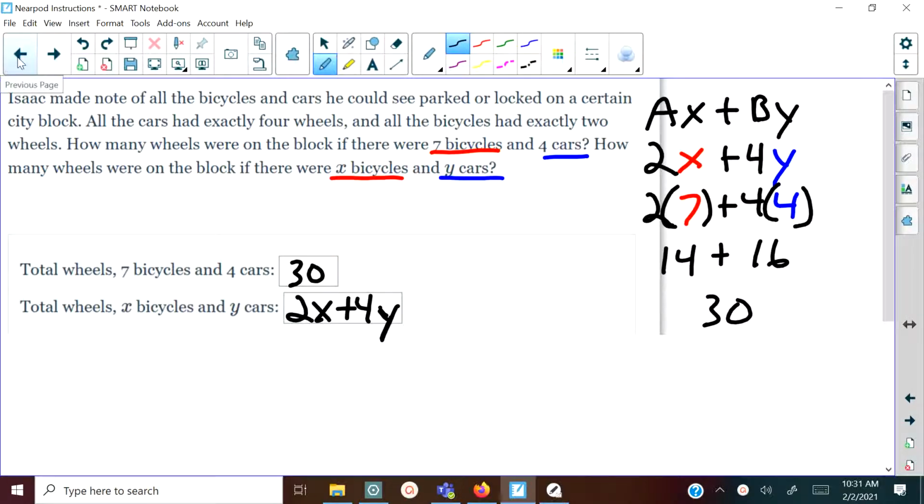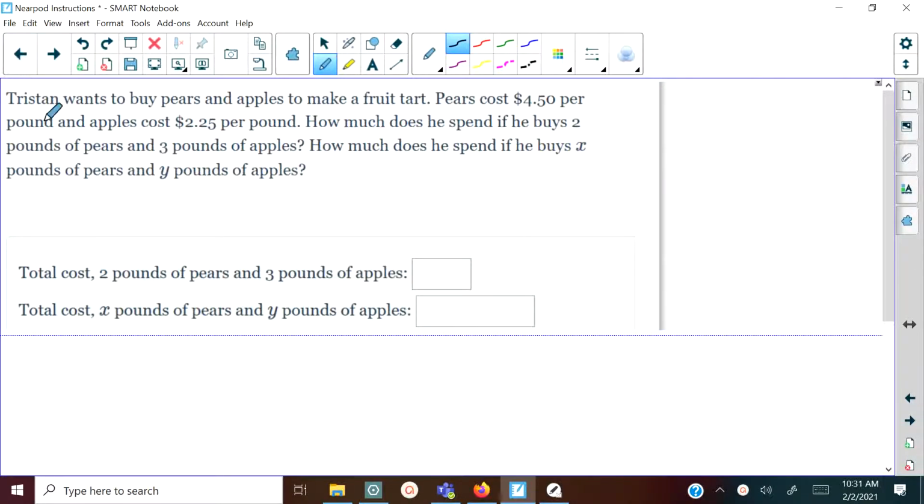Alright, let's take a look at another example. Okay, you could pause the video here and see if you'd like to solve it on your own. Alright, so Twiston wants to buy pears and apples to make a fruit tart. Pears cost $4.50 per pound and apples cost $2.25 per pound. How much does he spend if he buys 2 pounds of pears and 3 pounds of apples? And how much does he spend if he buys X pounds of pears and Y pounds of apples? So they give you an X and a Y to use here.